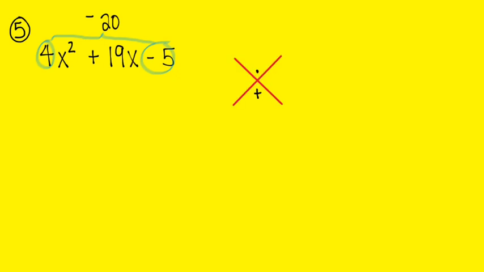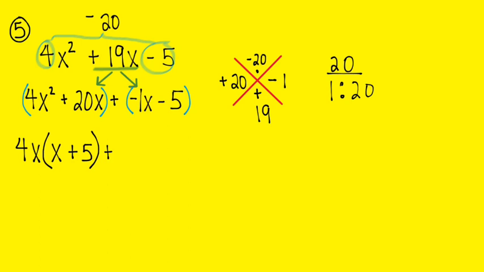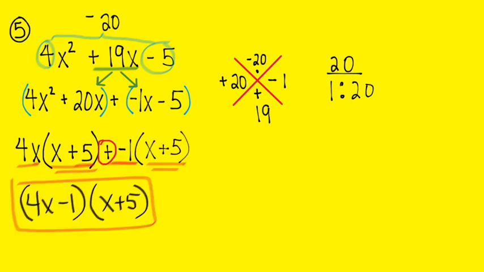All right, you guys give it a whirl. Try this one. Pause the video and then check your work. Okay, we're multiplying to get a negative 20 and add to get 19. So hopefully you can see that pretty quickly, that it's a positive 20 and a negative 1. Because they multiply to be negative 20, but add to be 19. I still have to factor by grouping, taking a greatest common factor out of each group, and then regrouping, taking that other greatest common factor out that happens to be x plus 5.